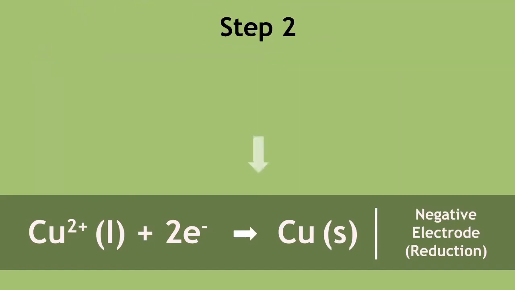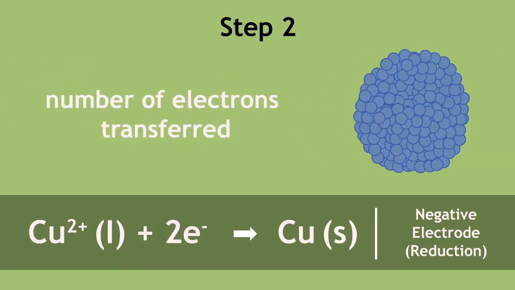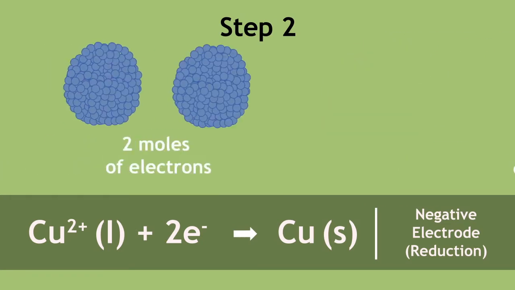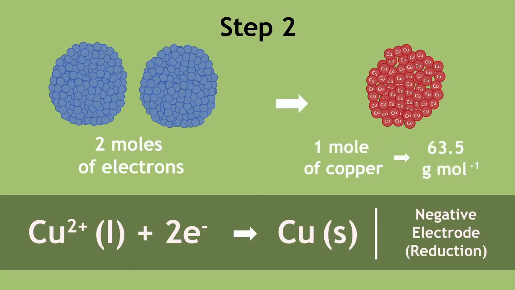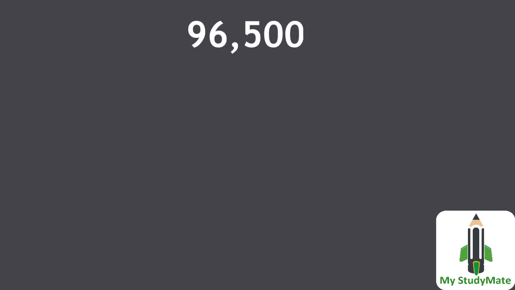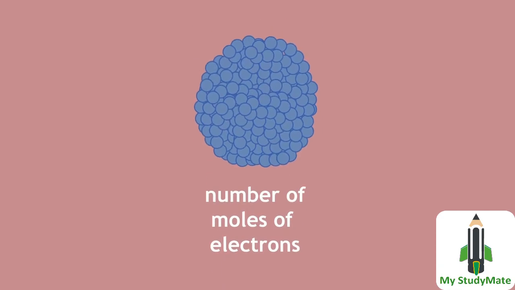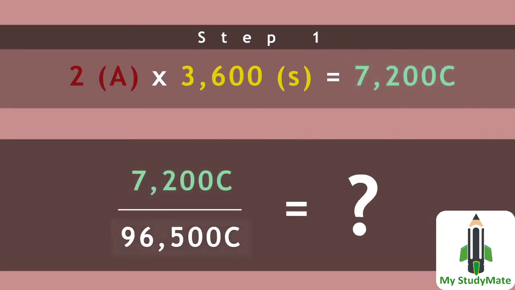Step 2. Using the equation from before, you should recall that 2 moles of electrons are transferred, so there is a relationship between the number of electrons transferred and the molar mass of copper metal, which is that for every 2 moles of electrons transferred, 1 mole of copper is produced, at 63.5 grams per mole as its molar mass. Remember, 96,500 coulombs represents every 1 mole of electrons transferred. We next need to find the number of moles of electrons that were actually transferred in our reaction. This you can do by dividing the answer from step 1 by 96,500 coulombs. Do this now and resume the video to check your answer.